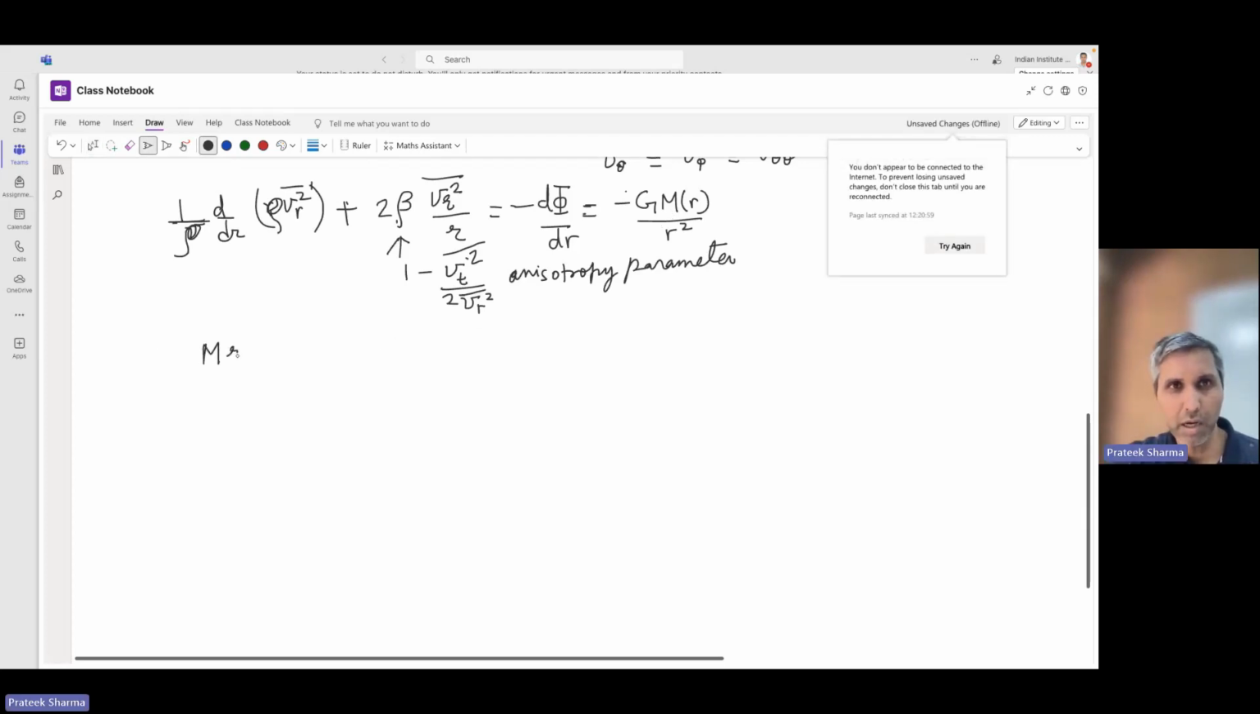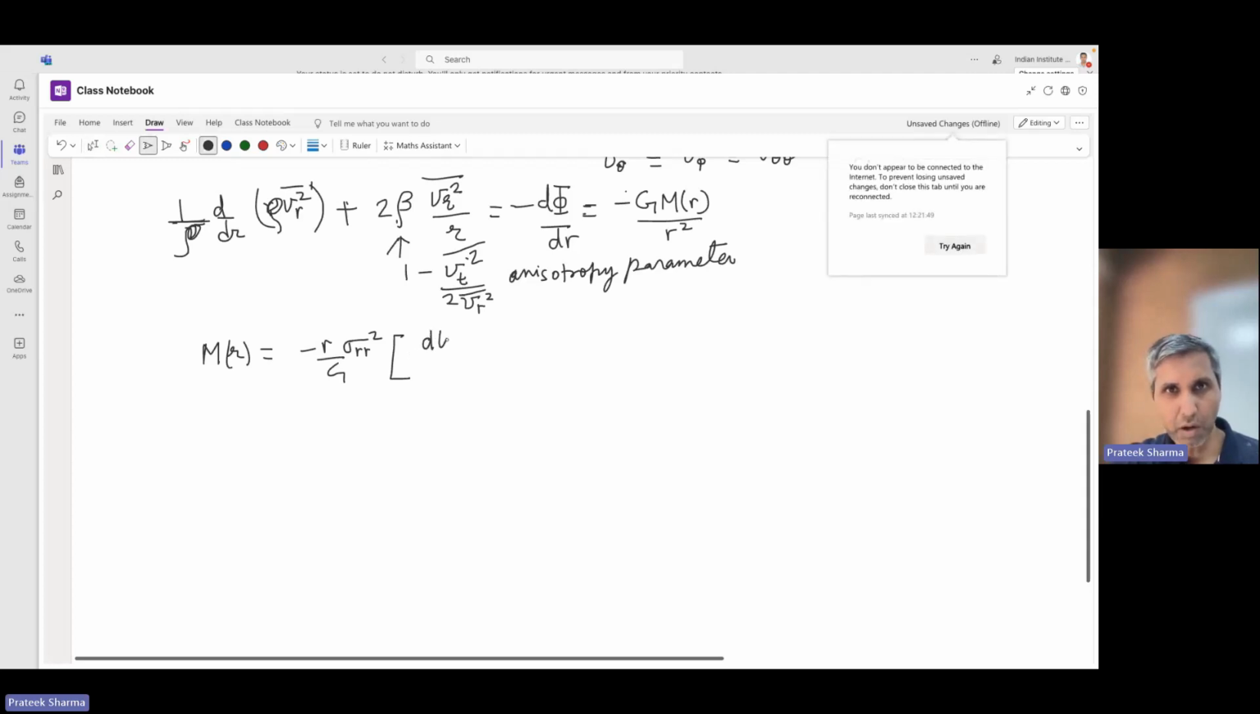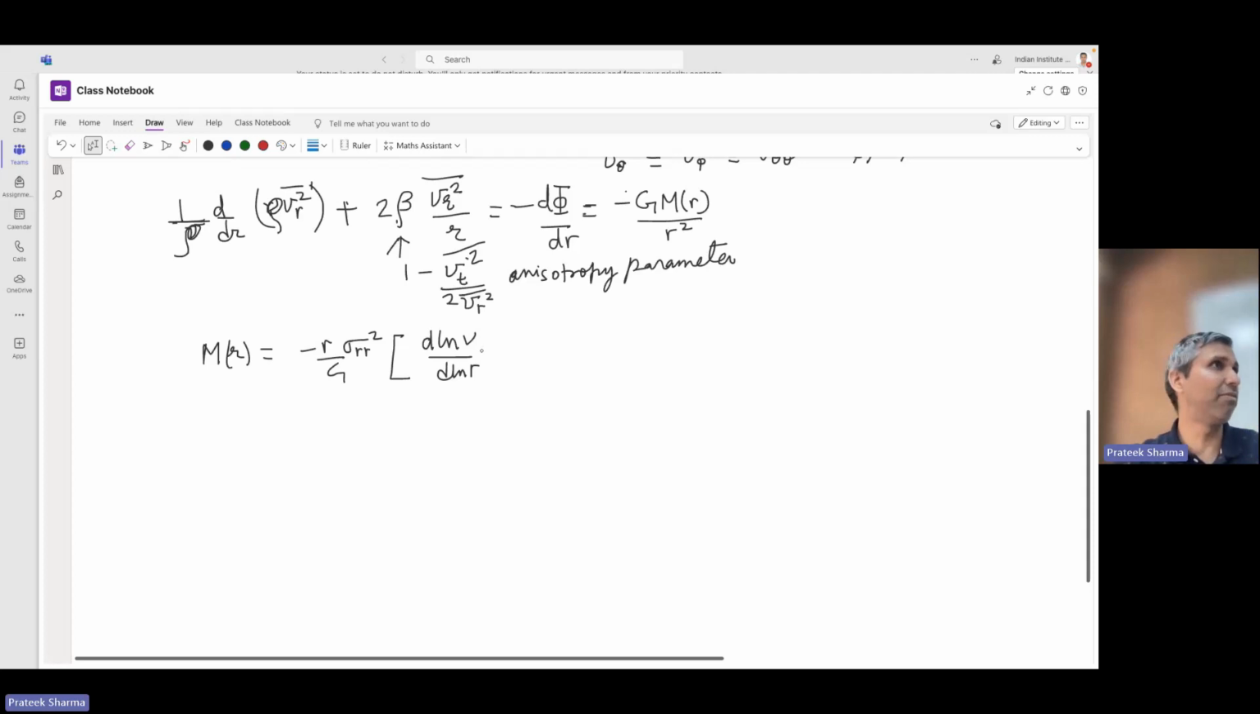So let's write down M of r is equal to, so I'm just manipulating this equation. Rather than writing even one more intermediate step, let me just write down the final step. So minus r sigma r squared, that's just vr squared bar. They are equal because the mean radial velocity is 0. This times d log nu by d log r, which is the same as d log rho by d log r. This is just the logarithmic slope of the density profile.